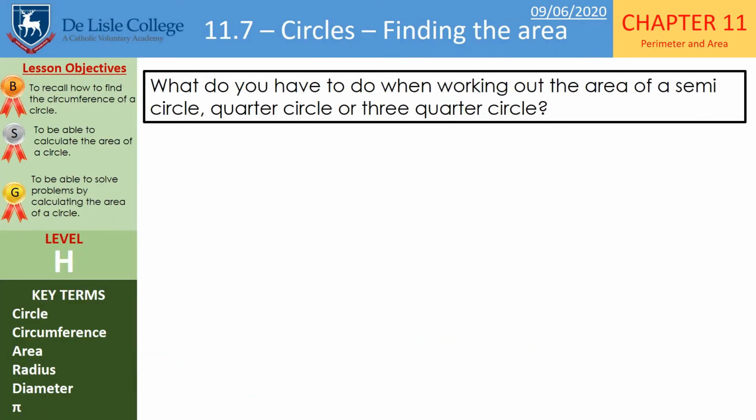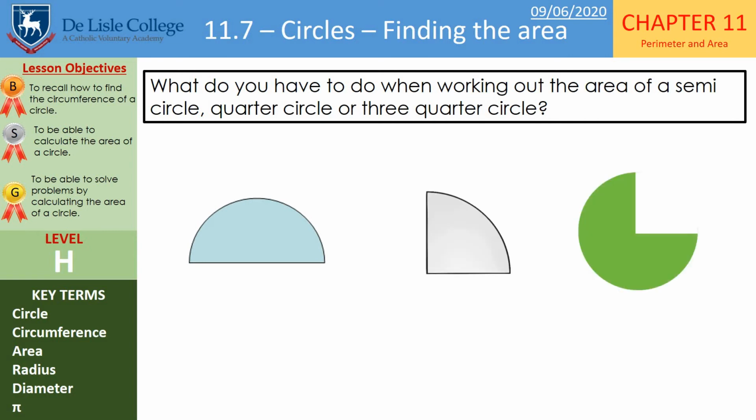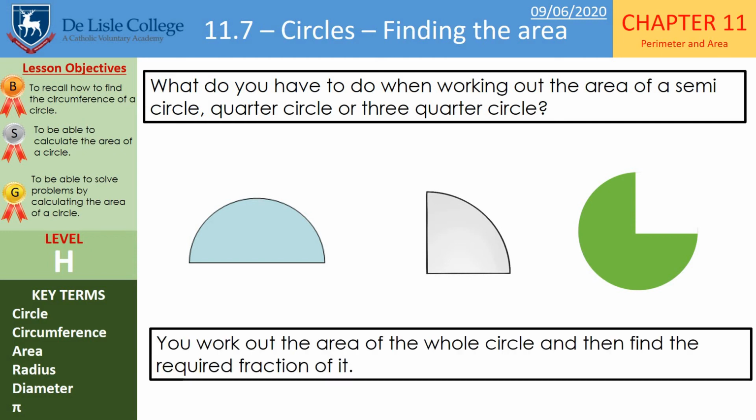Okay, so what would you do if you were working out the area of a semicircle or a quarter circle or 3/4 of a circle? Like that, or that, or that. Well, what you do is work out the area of the whole circle and then find the fraction that you need. So if you want to halve it, you'd divide it by 2. If it's a quarter, you would divide it by 4. And if it's 3/4, you'd multiply it by either 3/4 if you use your fraction button on your calculator, or 0.75. And I think what follows next is an example.